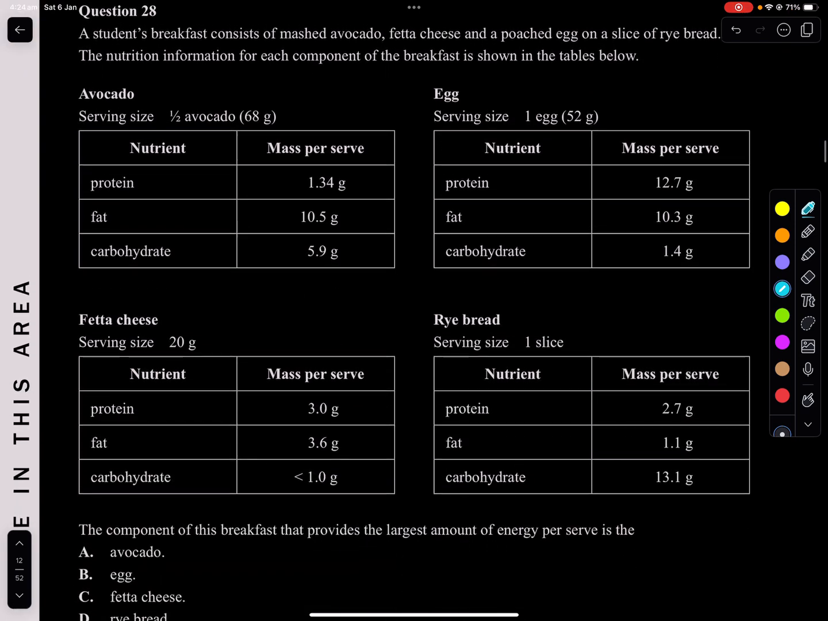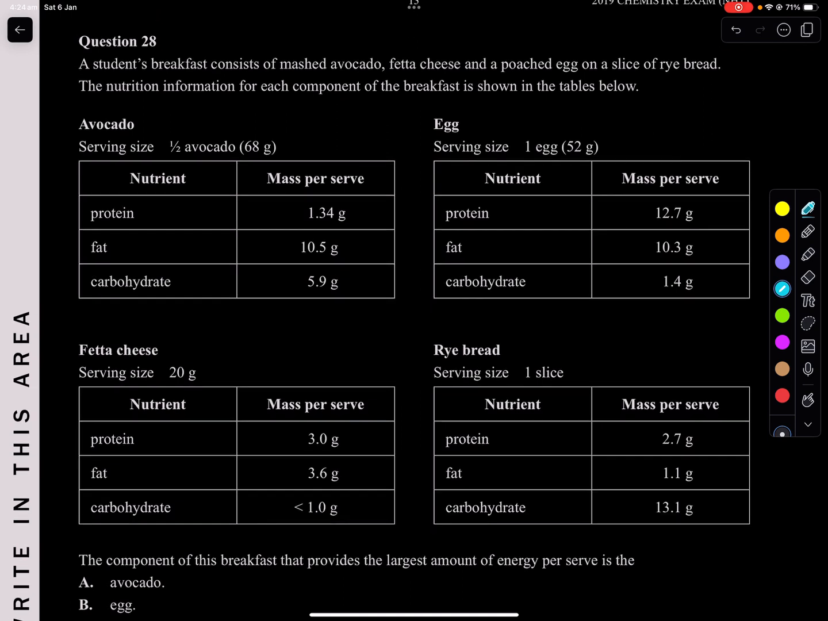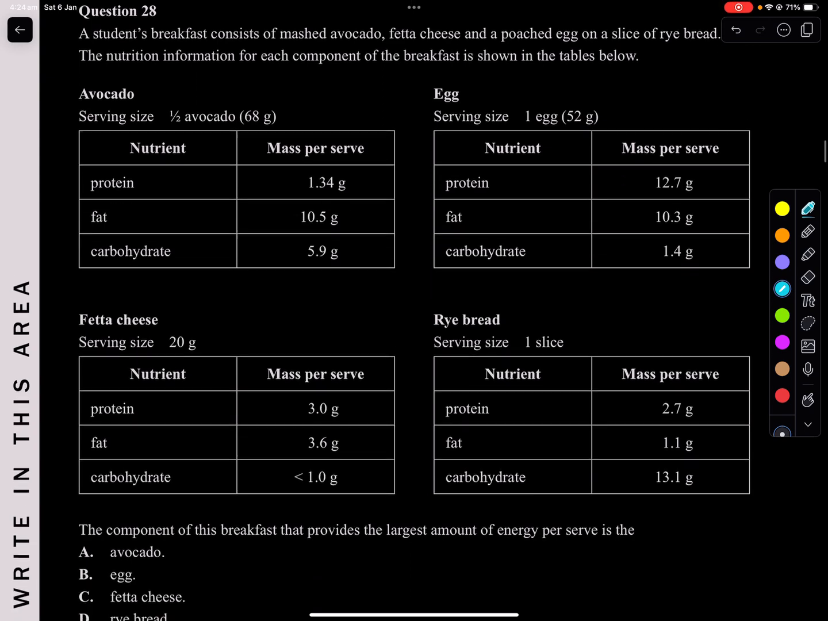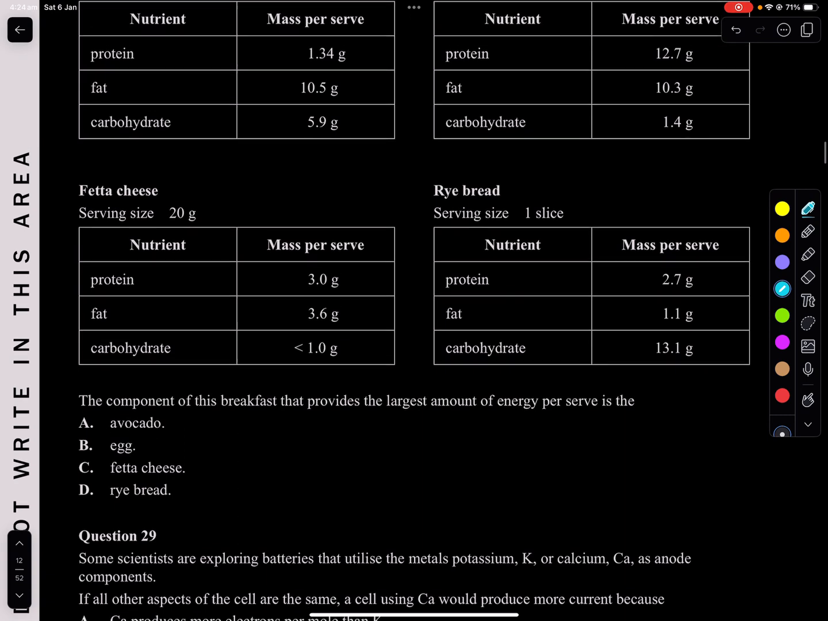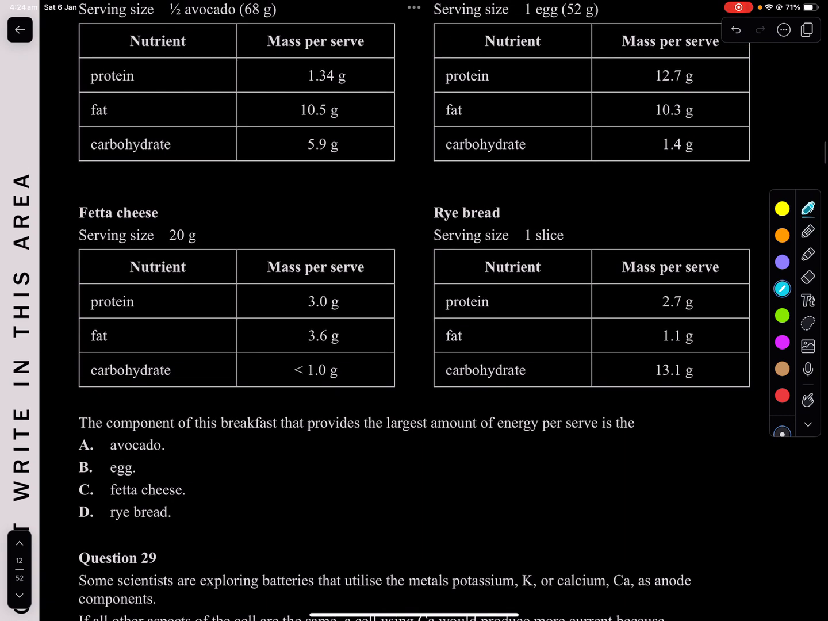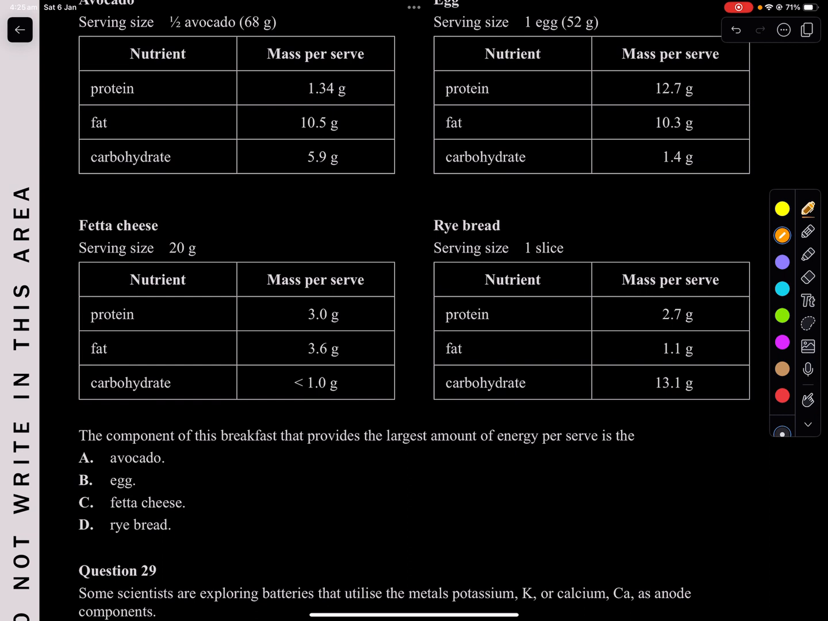Question 28. A student's breakfast consists of mashed avocados, feta cheese, and poached eggs on a slice of rye bread. The nutritional information for each component of the breakfast is shown in the table below. So we have the servings of avocado. The component of this breakfast that provides the largest amount of energy per serve is what? That's not too bad. So let's look at avocado first, the per serve of avocado. Let's write A.